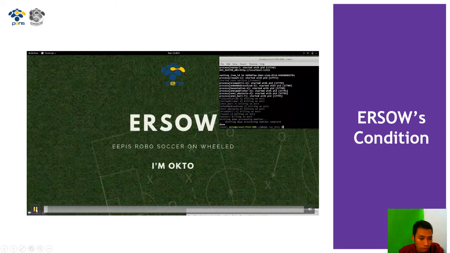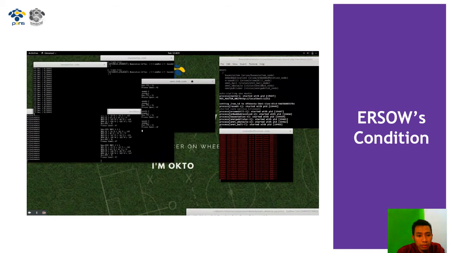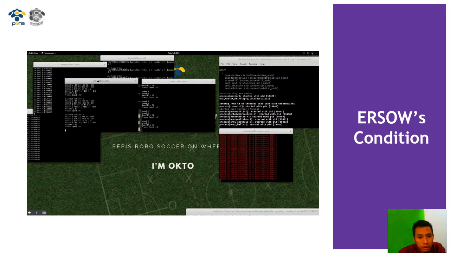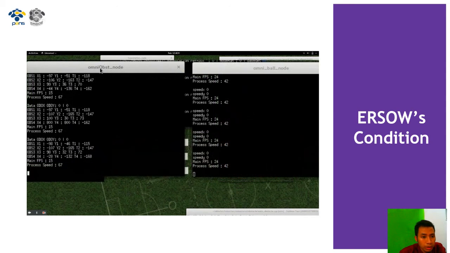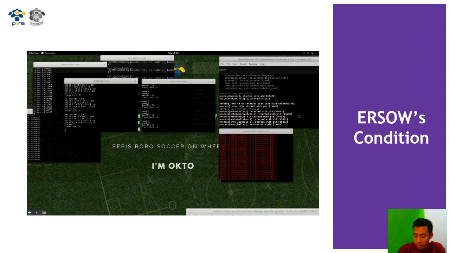Before I go to the result, this is the ERSOW's condition before I did the research. This is the program running, and the process speed of Omni obstacle is 67 and 42 for the ball. This is in milliseconds.